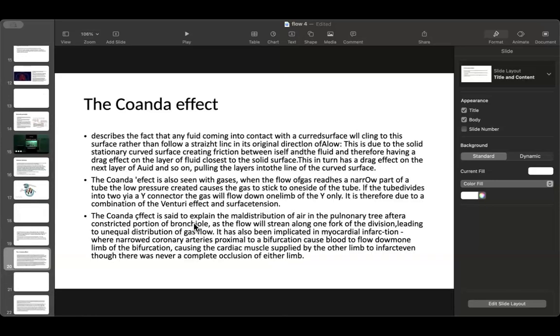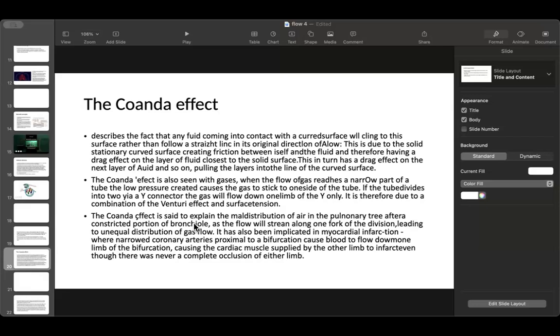The last physical principle we want to describe in flow is the Coanda effect. The Coanda effect describes that any fluid coming in contact with a curved surface will cling to the surface rather than follow a straight line in the original direction. This is due to the solid stationary curved surface creating friction between itself and the fluid, and therefore having a drag effect on the layer of fluid closest to the solid surface. This in turn has a drag effect on the next layer of fluid and so on, pulling the layers into the lines of the curved surface.